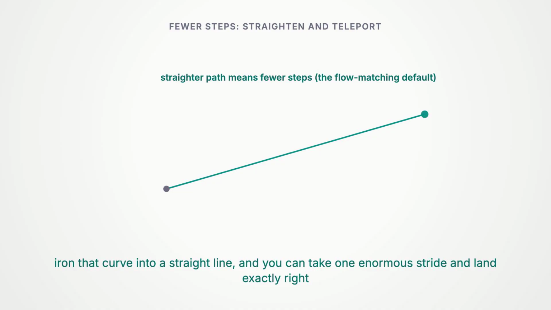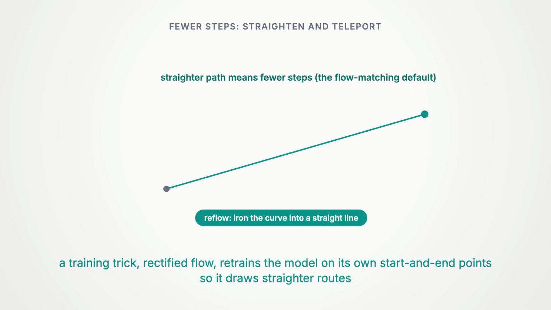There is a training trick called rectified flow that does roughly this. You let the model lay down its winding paths, then retrain it on its own start and end points, which lets it draw straighter routes between them, and you repeat. Each round the paths get straighter, and straighter paths mean fewer steps. This is why the current generation of image models defaults to flow-style training.